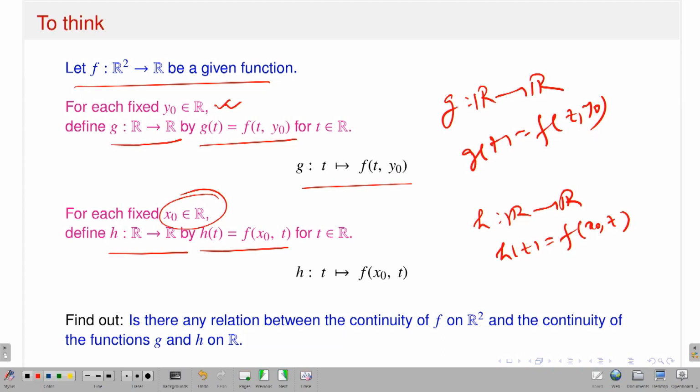Now, the natural question is: is there any relation between the continuity of f and the continuity of g and h, these component functions? Component means in that way. I am keeping one variable fixed, thinking of it as a real valued function of a real variable. So the question is, does continuity of f imply the continuity of g and h, or does continuity of g and h imply the continuity of f? Let us see.